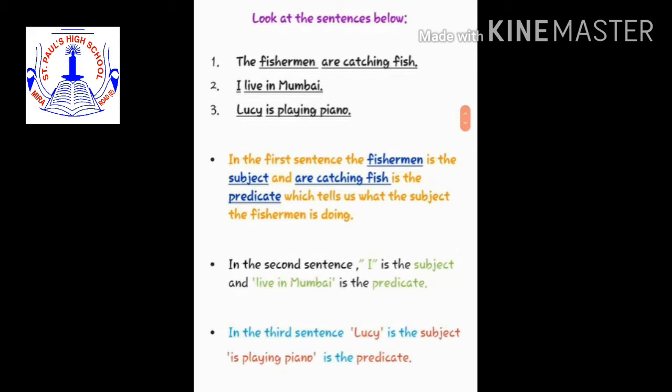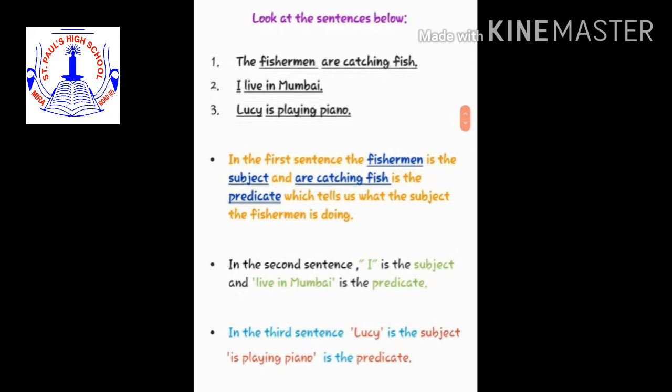Let us move on to the third example. Lucy is playing piano. Again, we are talking about one person in the third example. Yes, students, we are talking about Lucy. So the word Lucy is the main subject in our third sentence. What are we saying about Lucy? That Lucy is playing piano. So "is playing piano" is the predicate in the third example.